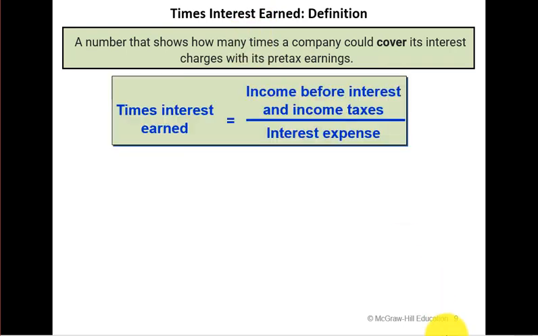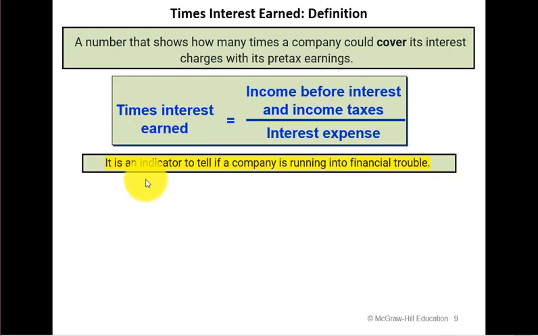Let's take a look at our situation here. The way you compute times interest earned is you take the net income and back out two things: it's before interest expense and income tax expense. Now, like I said, I'm going to repeat that. It's net income, bottom line net income, and then you back out of that interest and taxes, and then whatever you get there, divide by interest expense. That tells you how many times you make your interest payment.